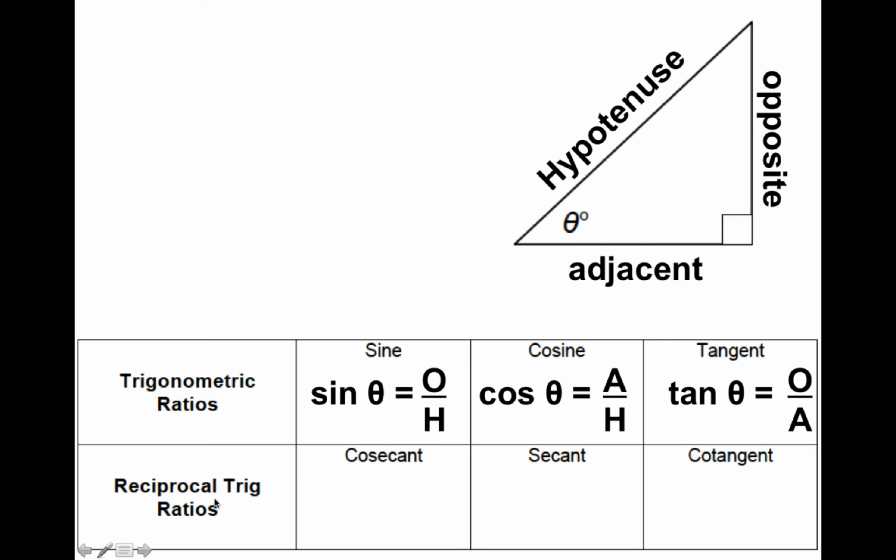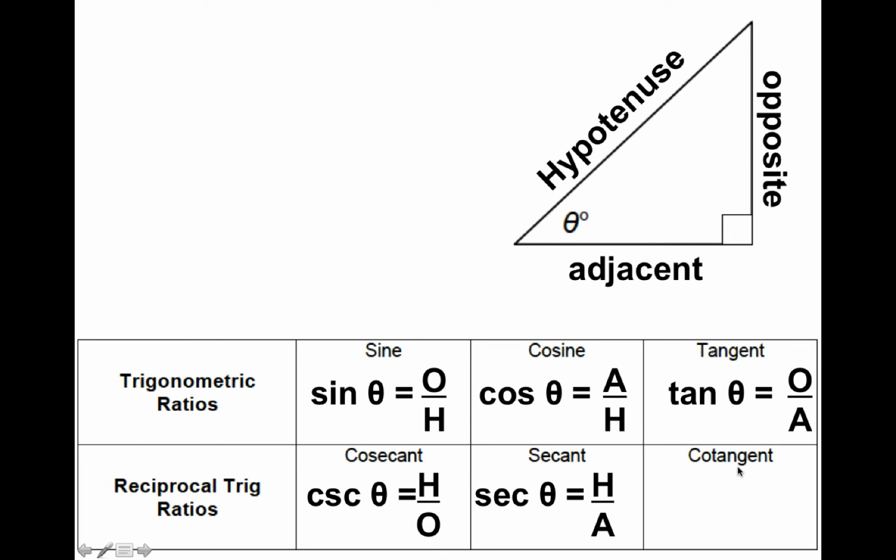Then we're going to talk about the reciprocal trig ratios. So cosecant is the reciprocal of sine. Cosecant is shortened as CSC of theta. And then you flip the fraction, so it's going to be hypotenuse over opposite. Secant is shortened as SEC of theta. And then when we flip the fraction, it's H over A.